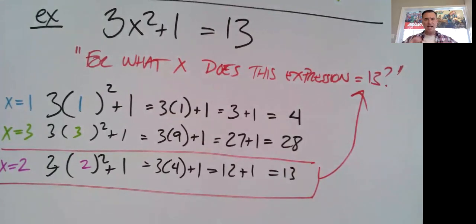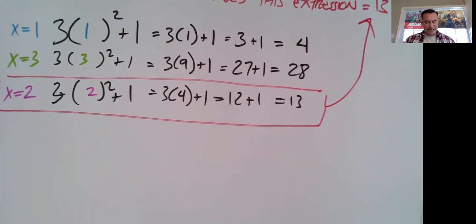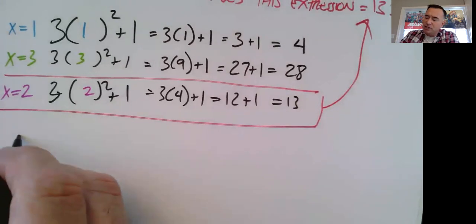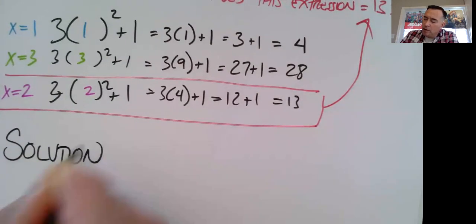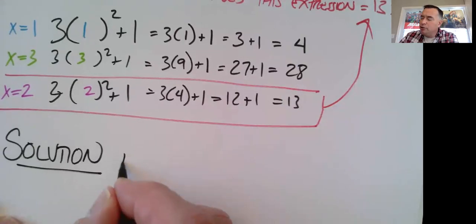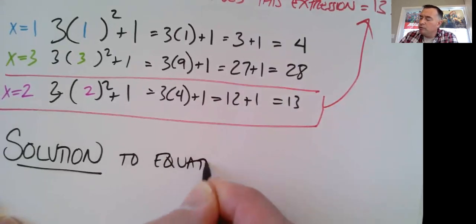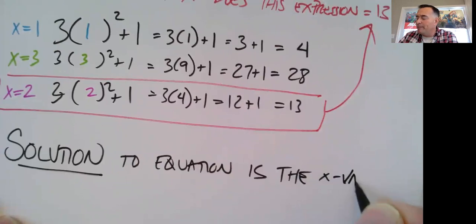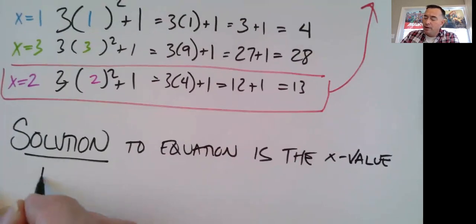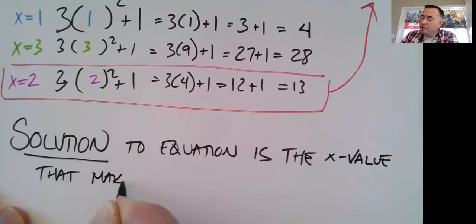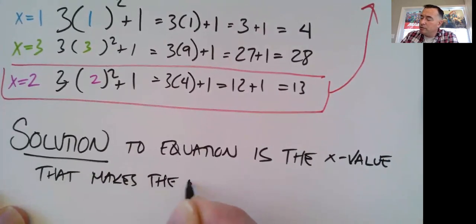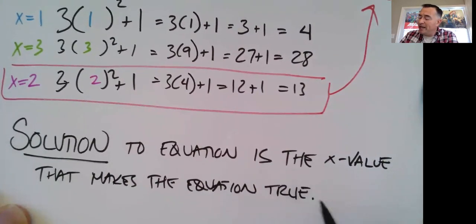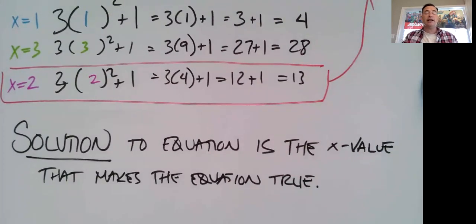And so I think the last thing that I want to leave you with today is the idea of what we're actually doing when we're finding our x values. What you're trying to find is a solution. And when I talk about a solution to an equation, it is the x value, and it could be any variable, but I'm going to say x value because that's what we do most of the time, that makes the equation true.